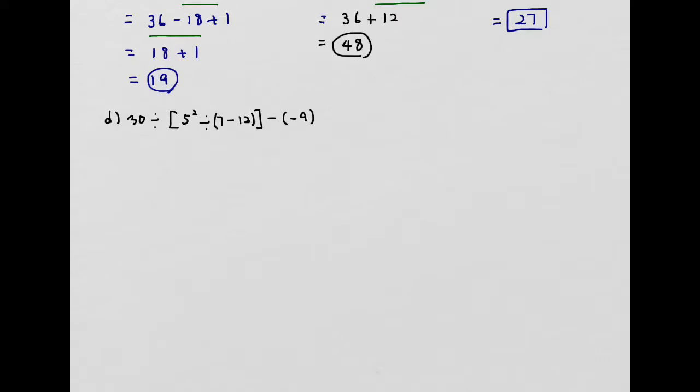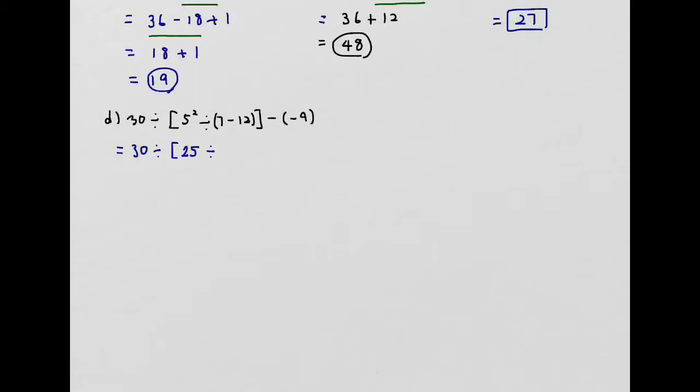Let's look at one more problem. Here we have 30 divided by 5 squared divided by 7 minus 12 minus negative 9. What I'm going to do is work on exponents and parentheses first. This one, I will just leave as it is. 5 squared is an exponent, so let's apply that. That gives you 25. I see another parenthesis, so I will do 7 minus 12.